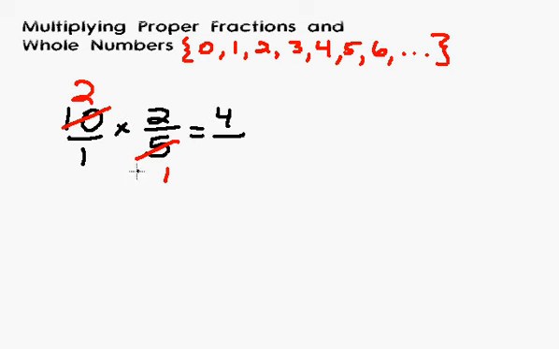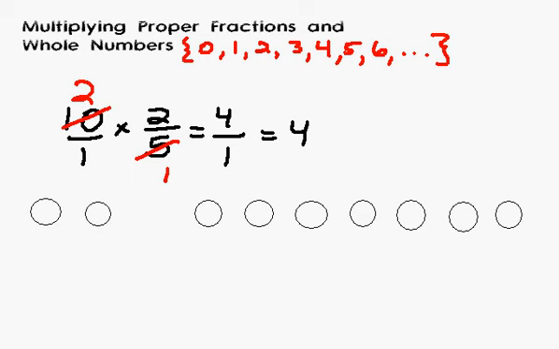Alright, let's see if I can draw a picture of this. I wonder if I could make some circles here. 1, 2, 3, oops, that's not a very good circle. Pretend. 4, 5, 6, 7, 8, 9, 10. Okay, maybe I can get rid of this one. I'm being a little bit picky here, but let's make it nice. Okay, so let's say I've got 10 circles, and I want to find 2/5 of 10. That's what this problem was doing, 10 times 2/5.